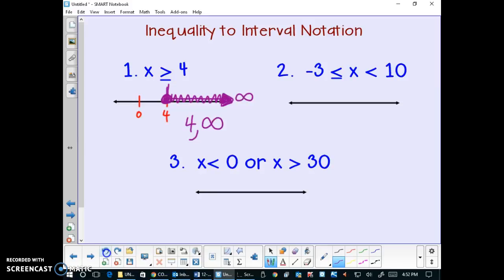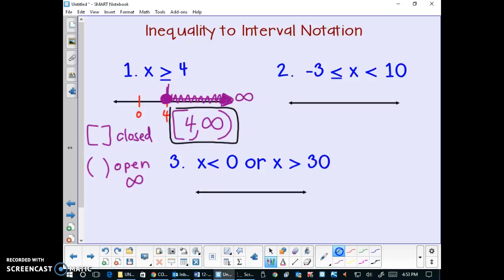Okay, so now we have to decide between parentheses and brackets. So let's take a couple notes. Brackets are used for closed circles, and parentheses are used for open circles or infinities. So here the 4, since it's a closed circle, we're going to put a bracket, and then next to an infinity we always put a parenthesis. So there is our interval for x is greater than or equal to 4.